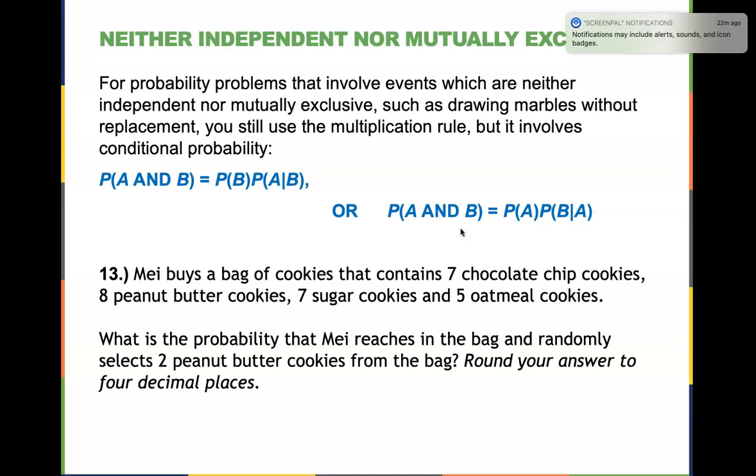So, number 13. May buys a bag of cookies that contains 7 chocolate chip cookies, 8 peanut butter cookies, 7 sugar cookies, and 5 oatmeal cookies. What is the probability that May reaches in the bag and randomly selects 2 peanut butter cookies from the bag? Now notice that May is not putting the first peanut butter cookie back and then drawing a second cookie. May draws 1 peanut butter cookie, keeps it, and then draws a second cookie. So we're going to look at this scenario because it involves conditional probability.